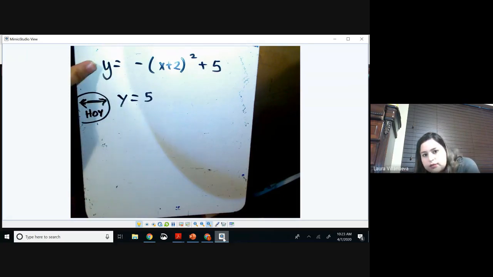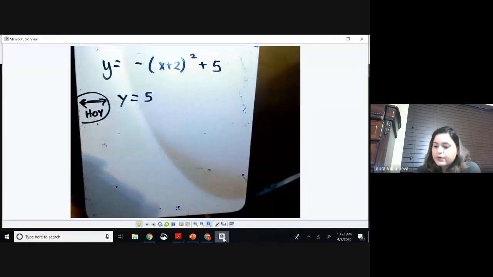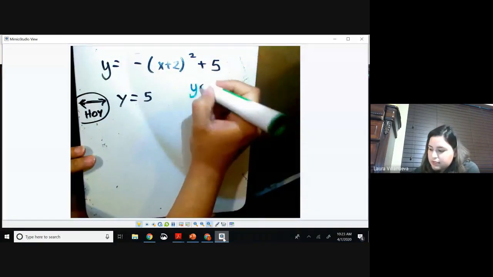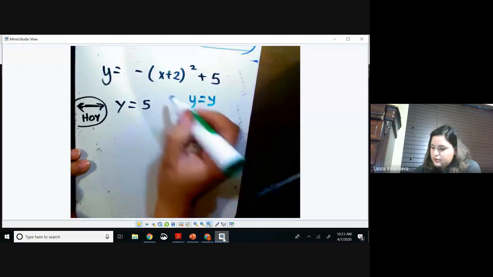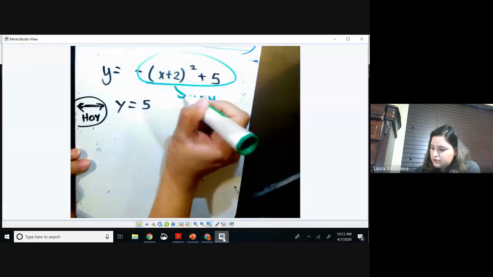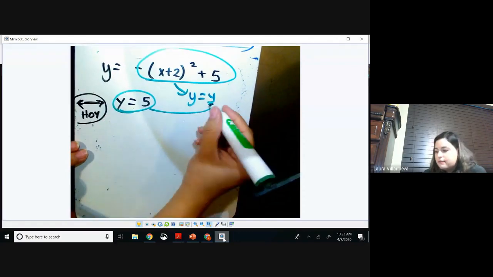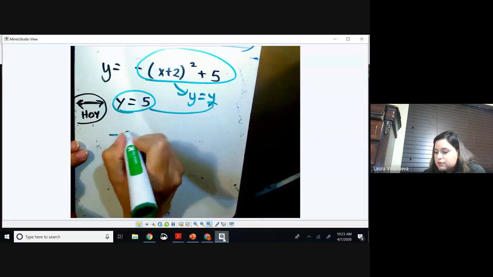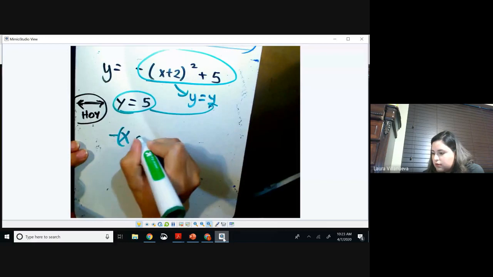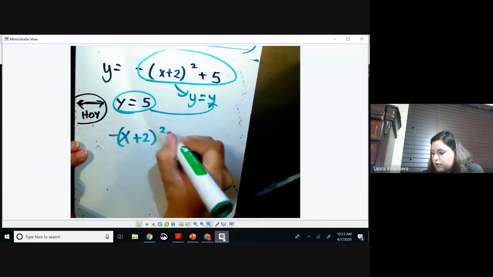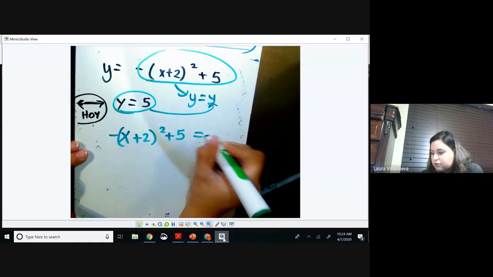This is still y. This is still y. So then what I'm going to do is I'm going to grab whatever y is. Remember that y is equal to y. This one is this one. And this one is this one. So I'm just going to equal them to each other. That's all I'm going to do. So it's going to be negative (x plus 2) squared plus 5 equals 5.